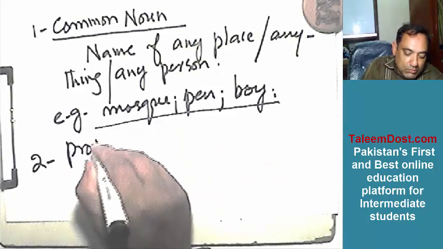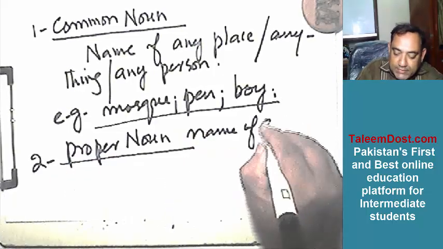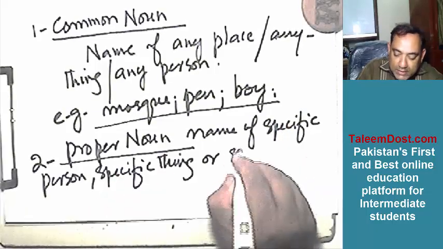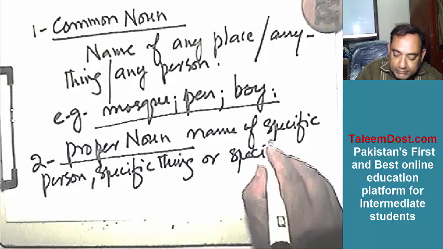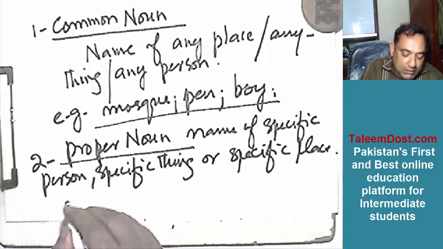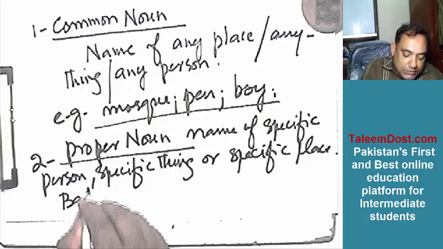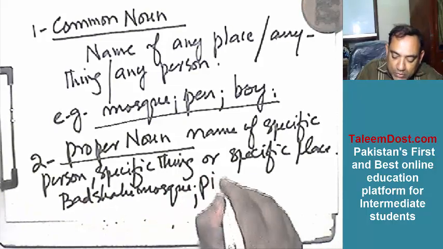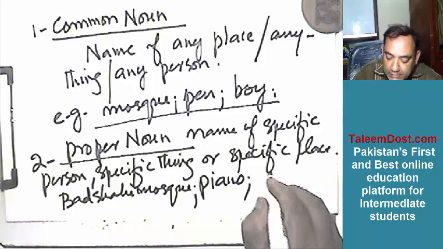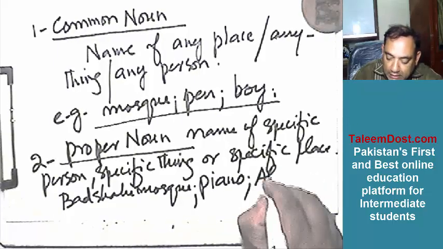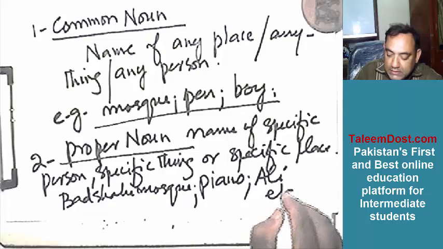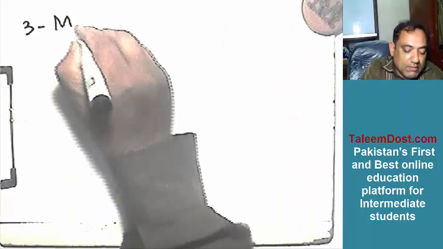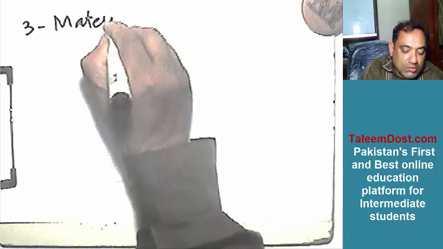Proper noun, name of specific person, specific thing or specific place. For example, Badshahi Mosque, a specific place. Piano, specific pencil. Ali, specific person, etc. Number third, material noun.